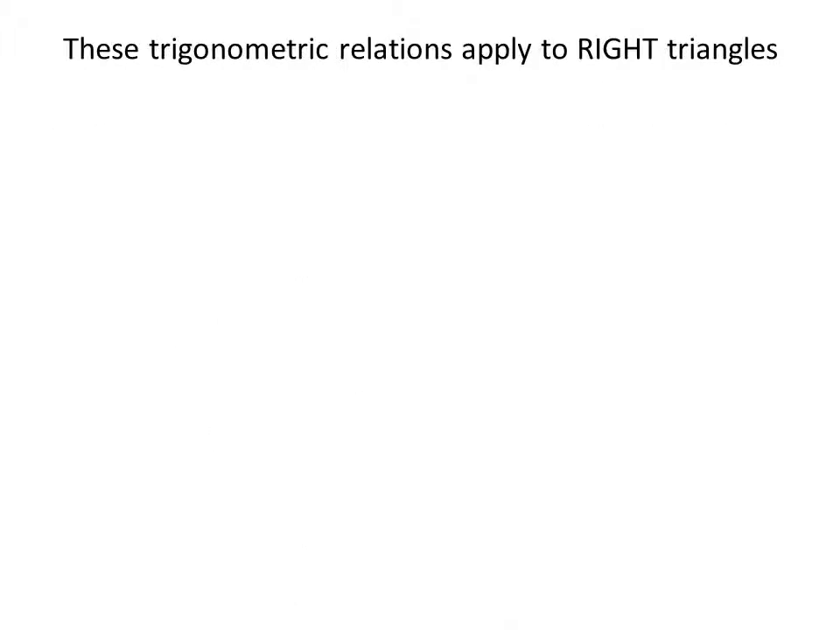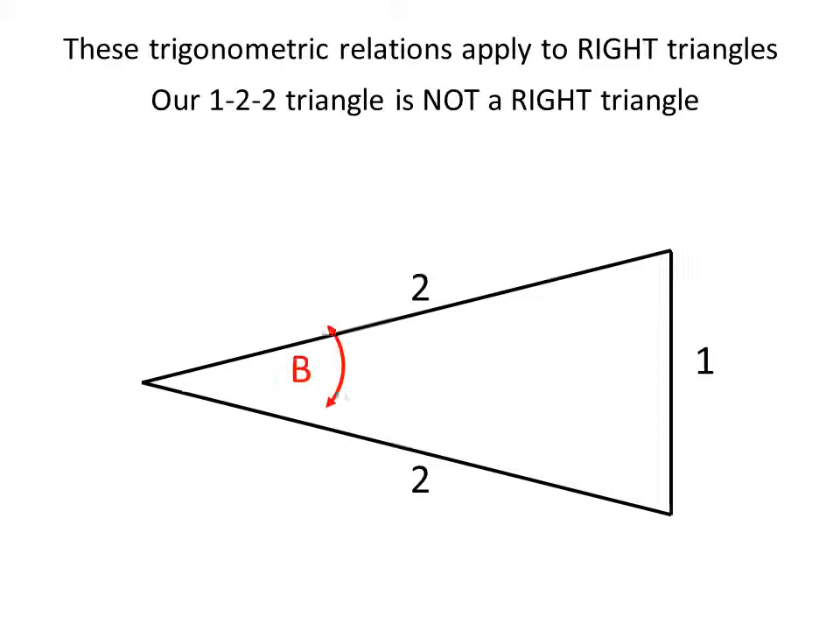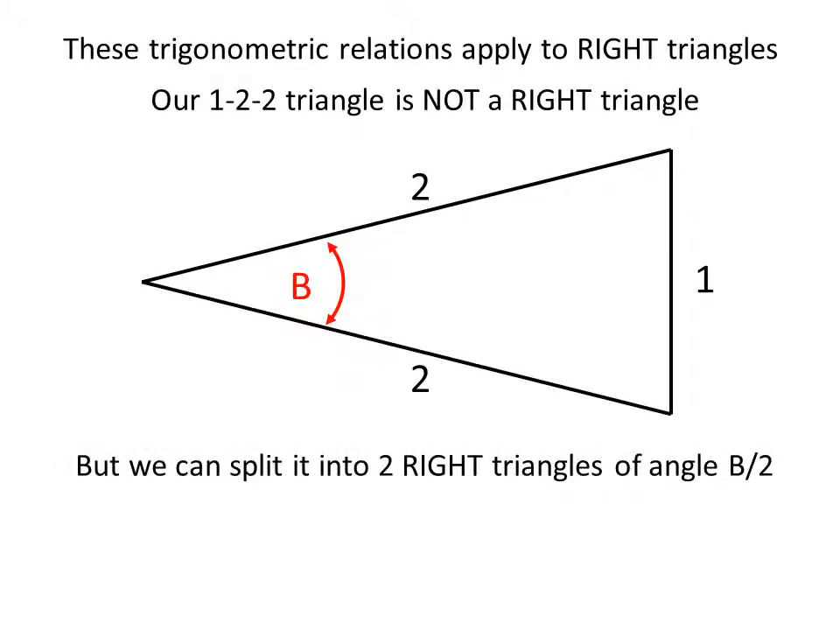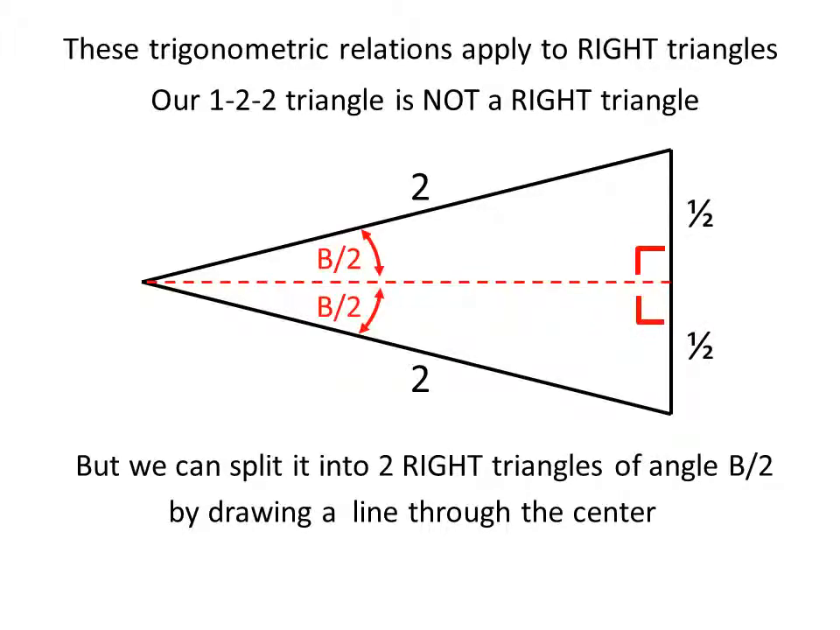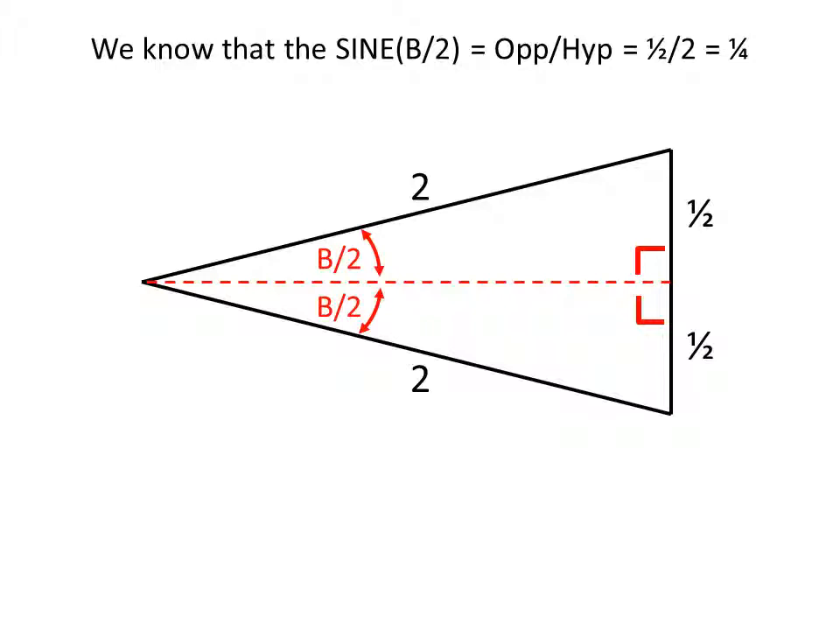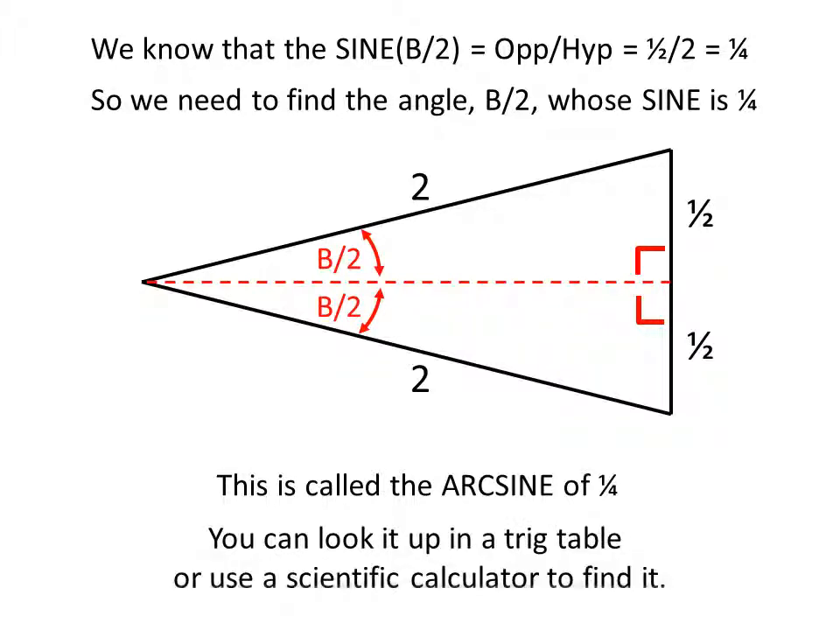These trigonometric relations apply to right triangles. Our 1, 2, 2 triangle is not a right triangle. But we can split it into 2 right triangles of angle B divided by 2 by drawing a line through the center. We know that the sine of B divided by 2 is equal to opposite divided by hypotenuse. In this case it is equal to 1/2 divided by 2, which is 1/4. So we need to find the angle B divided by 2 whose sine is 1/4. This is called the arcsine of 1/4. You can look it up in a trig table or use a scientific calculator to find it.